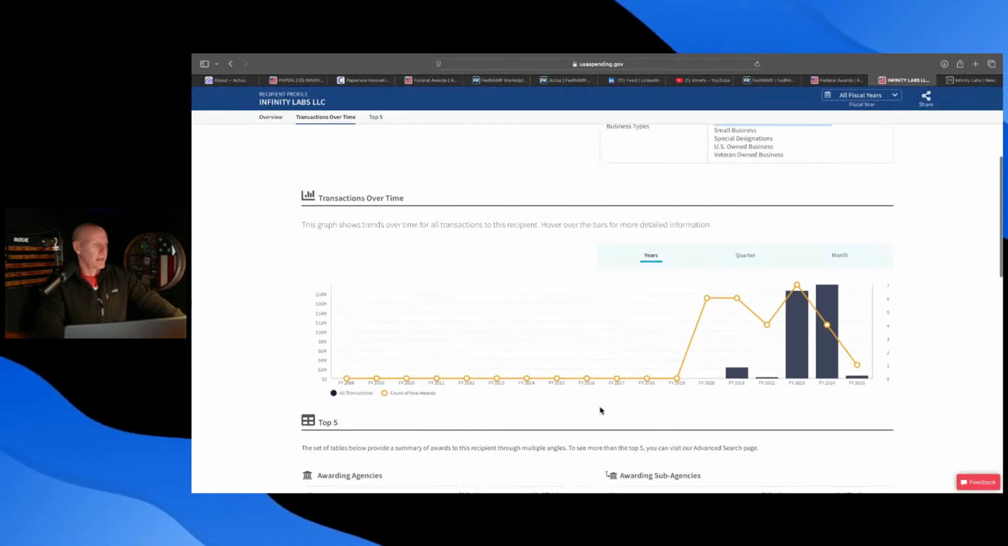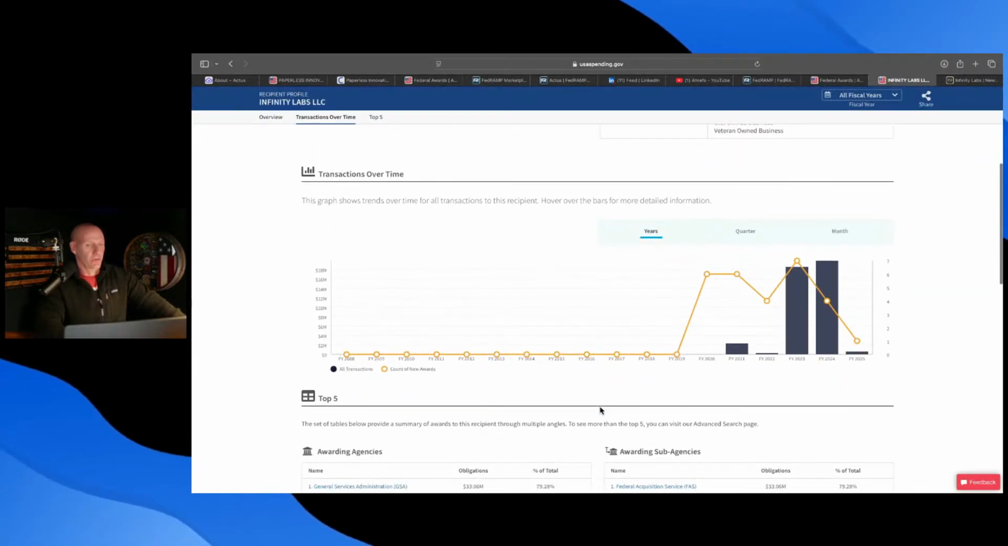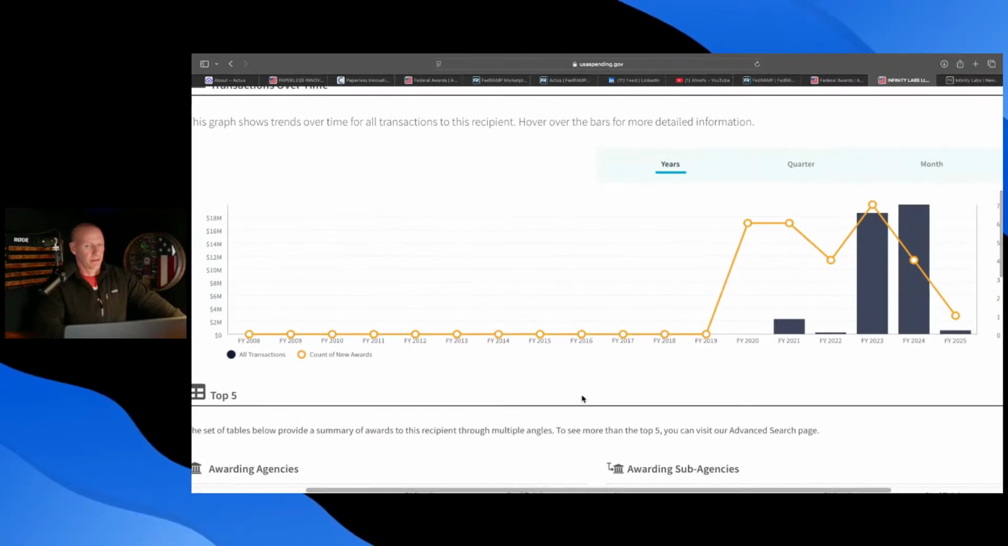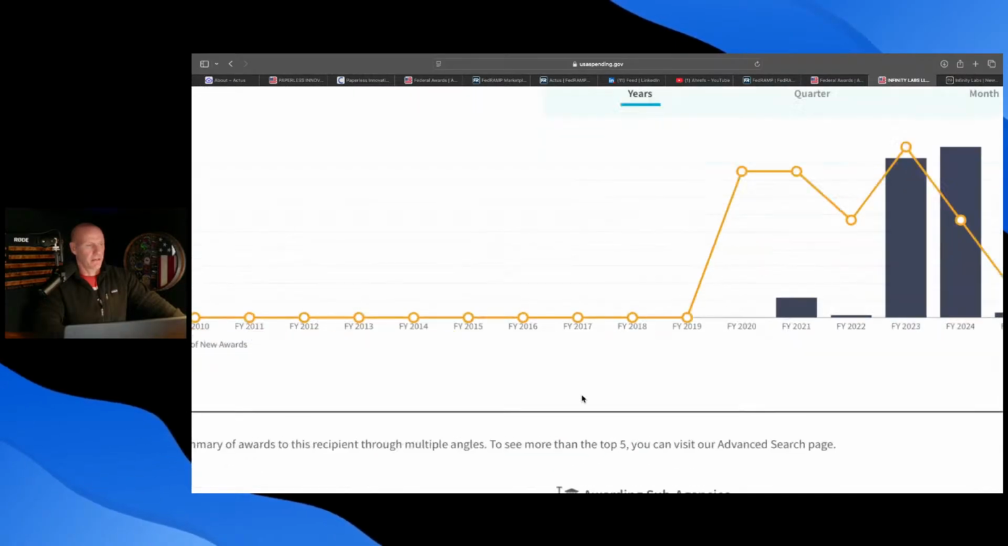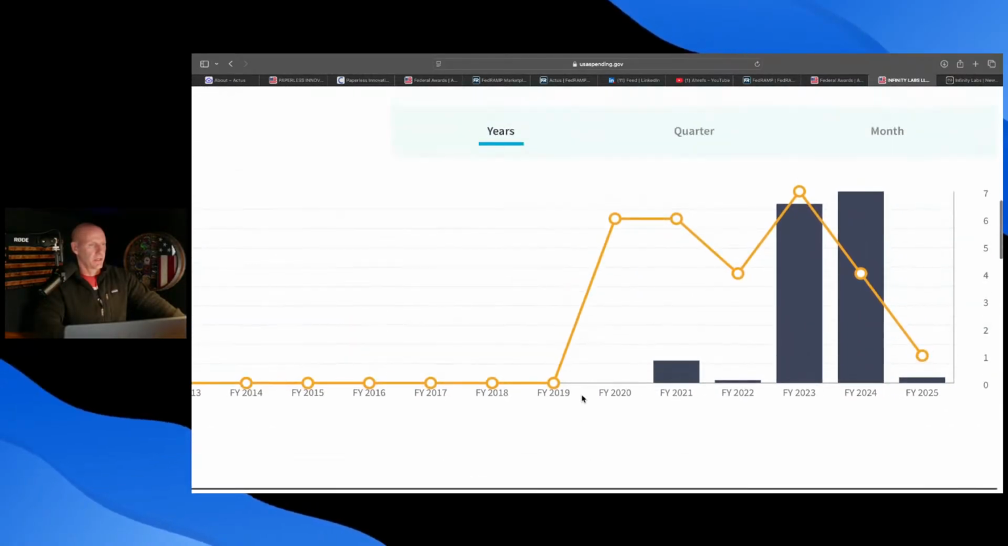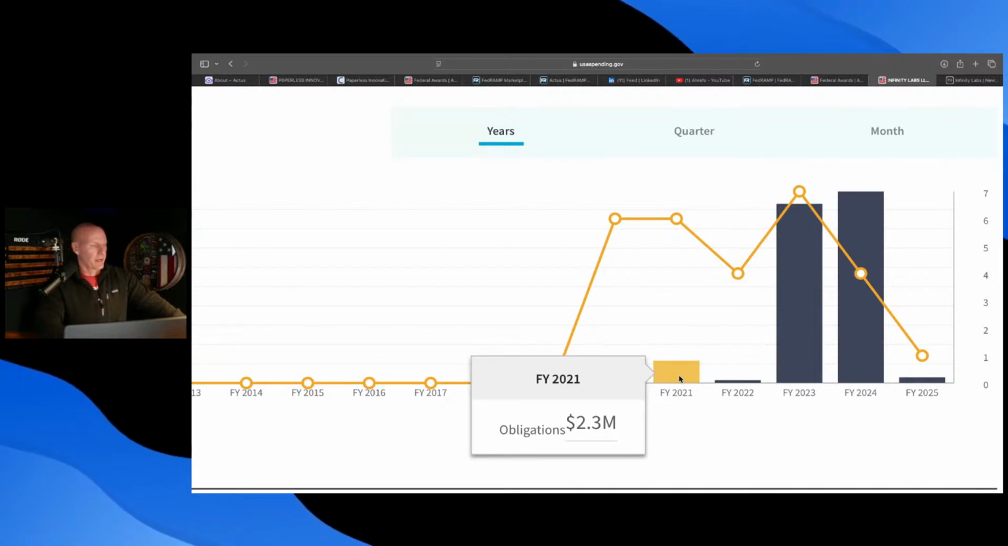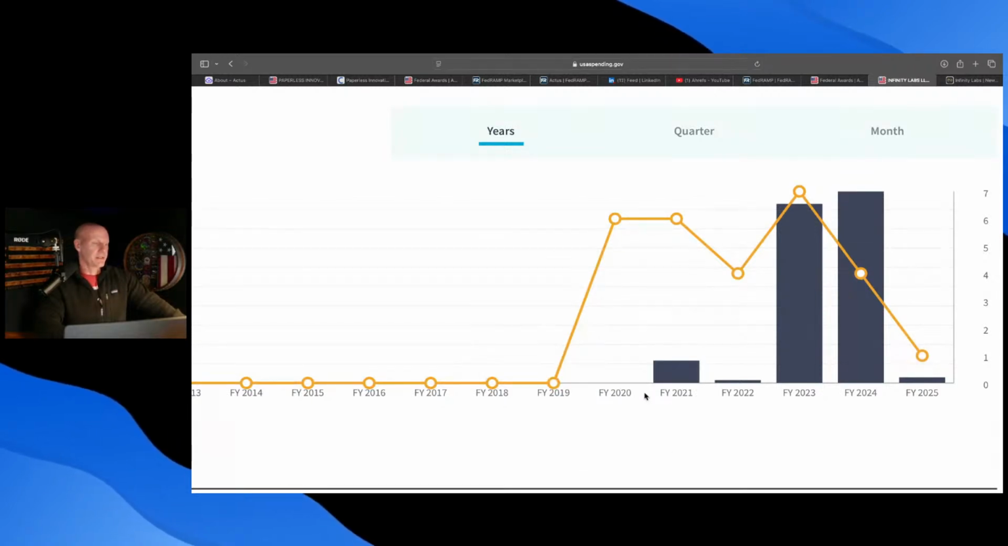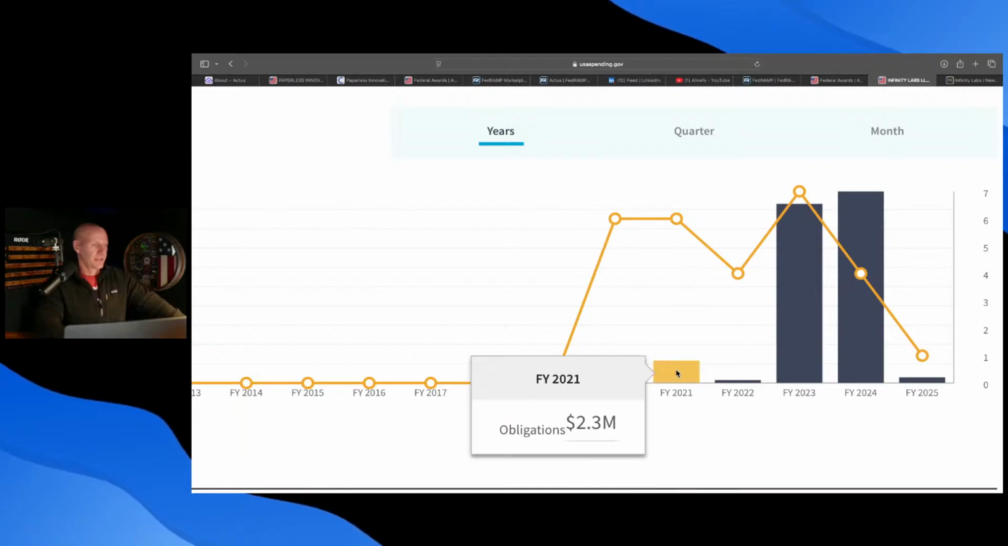All right. Now we can see their transactions over time. Hopefully you guys can see that. Again, feel free to ask questions if you need to. Now, what is interesting about this? Look, FY21, this is not a bad contract for your first contract, 2.3 million.